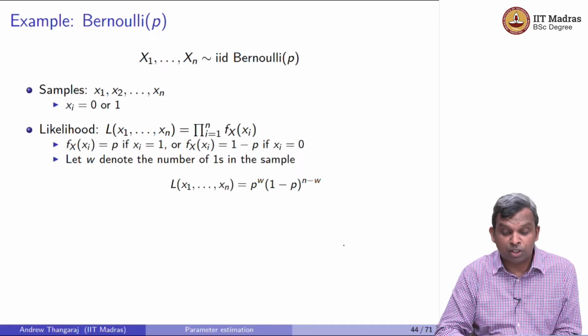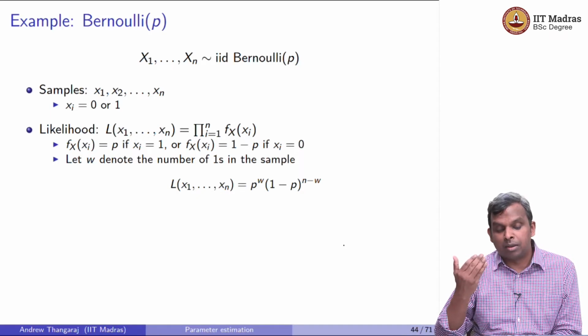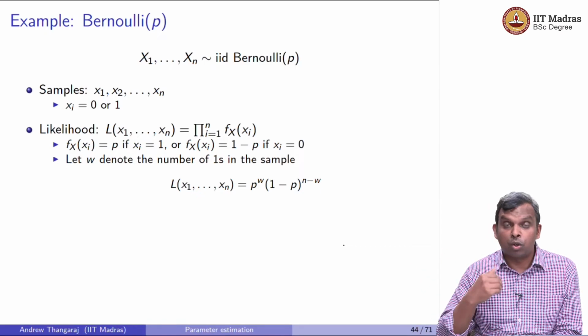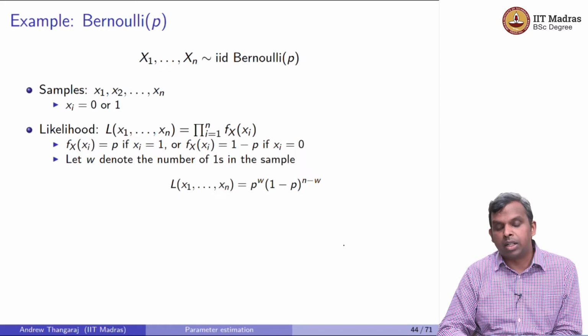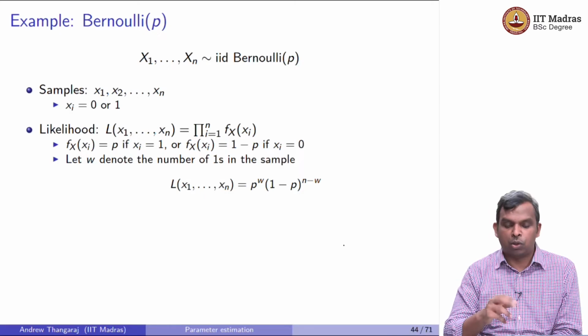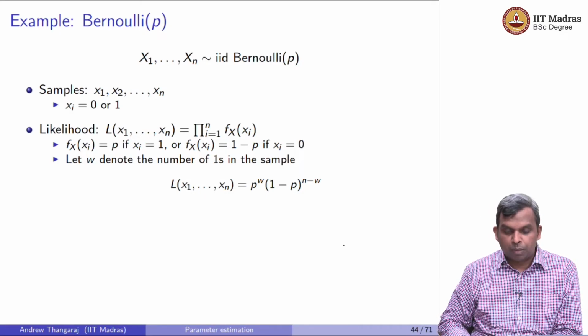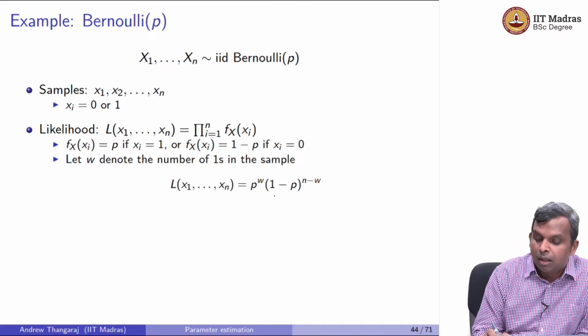What is the likelihood? We saw this before. Likelihood is the product of the PMFs. The PMF is P if xi is 1, and 1 minus P if xi is 0. So if W were to denote the number of 1s in the sample, the likelihood is P power W times (1 minus P) power n minus W. We also saw this expression. So now the question is, how do you maximize this over P?